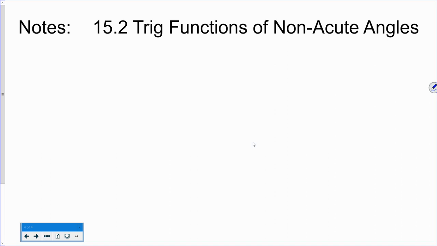All right, today's lesson is 15.2, trig functions of non-acute angles. Our last lesson was on just acute angles. All right, so there's going to be a new term that we'll be talking about today, and it's called a reference angle.